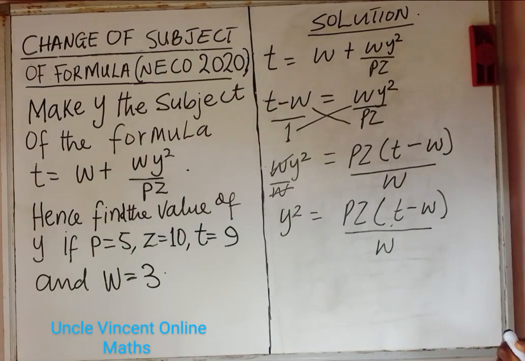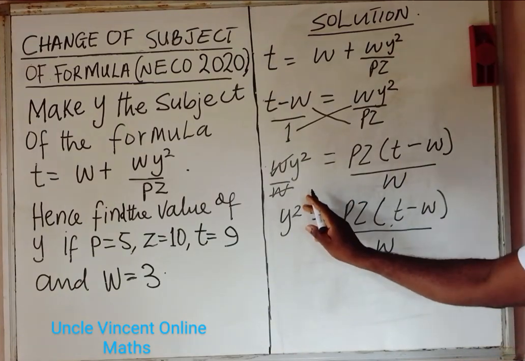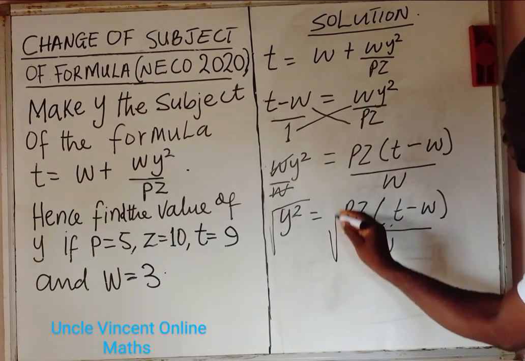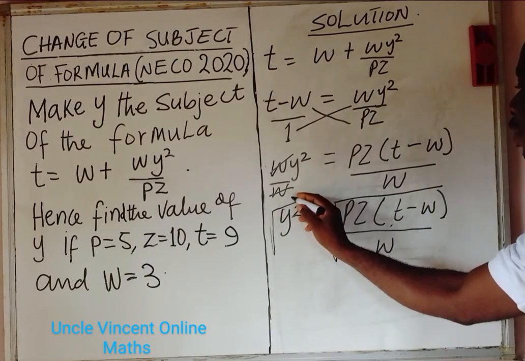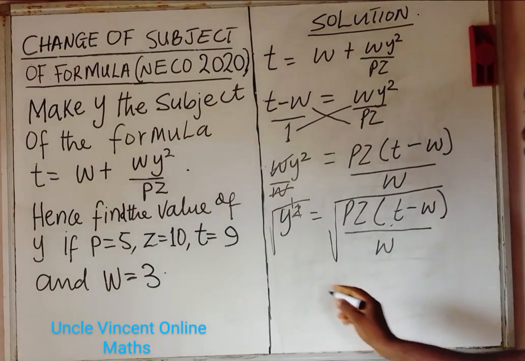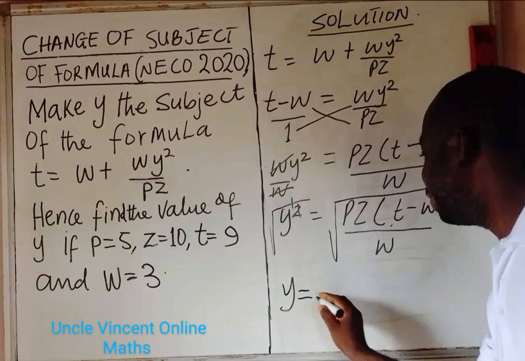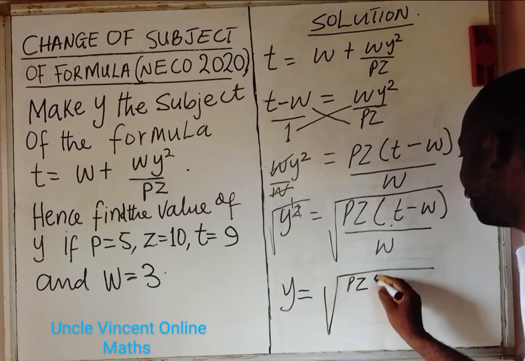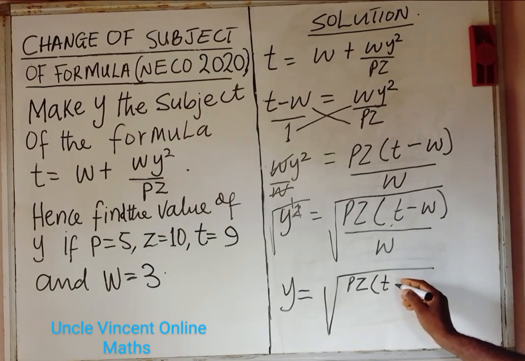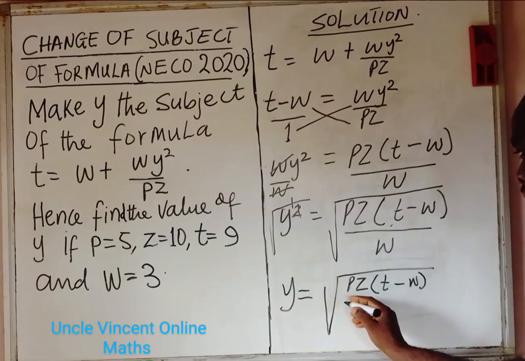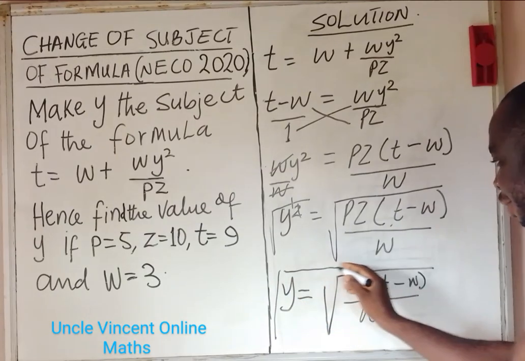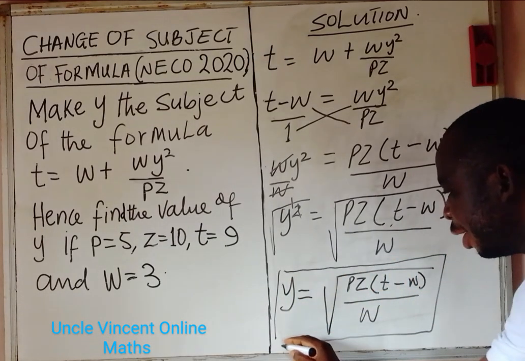But we are asked to make y the subject and not y squared. So to remove this square, we take the square root of both sides. So the square root goes with the square, and you have y to be equal to square root of pz into t minus w, bracket close, all over w. So y becomes the subject of the formula.